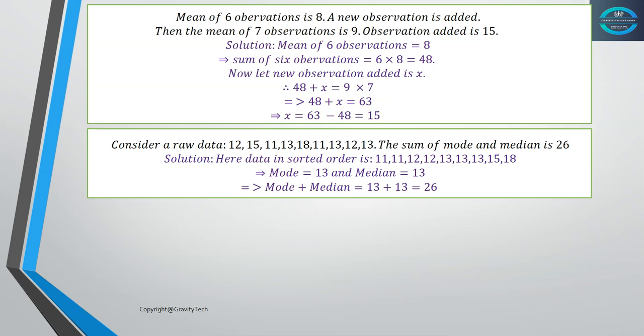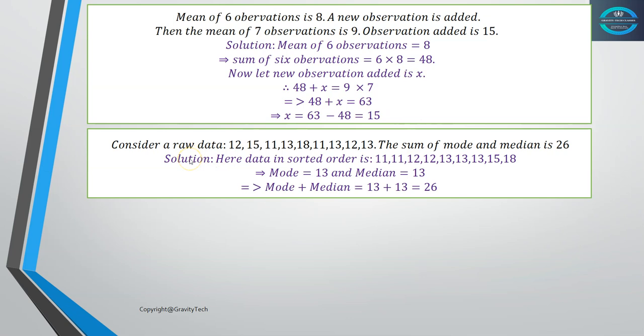Remember, how do you find this? Basically do 6 into 8, that is 48, plus X. So 6 into 8 is 48, and 9 into 7 is 63. Do 63 minus 48 and you will get the answer.